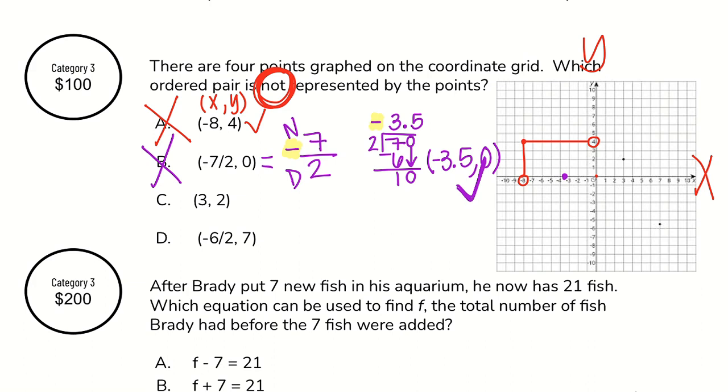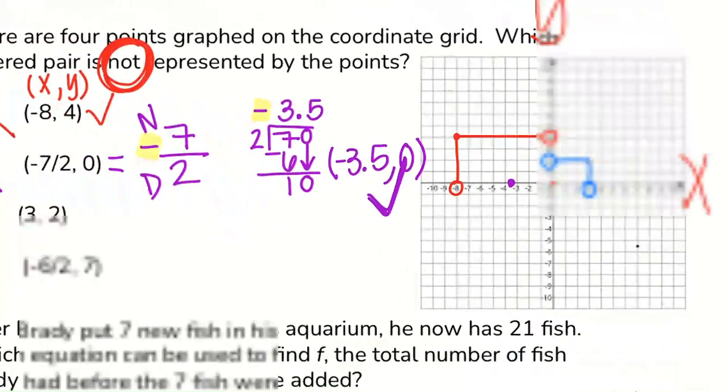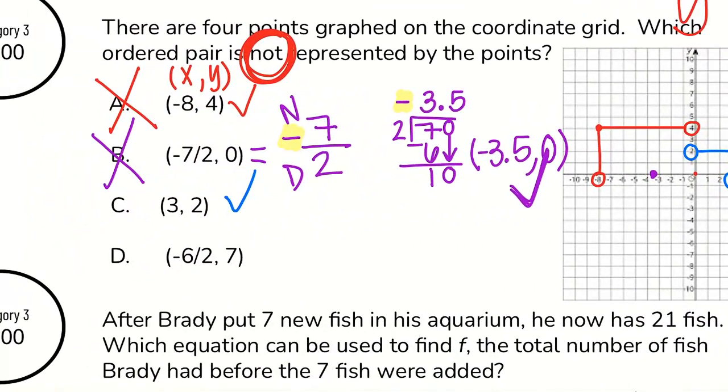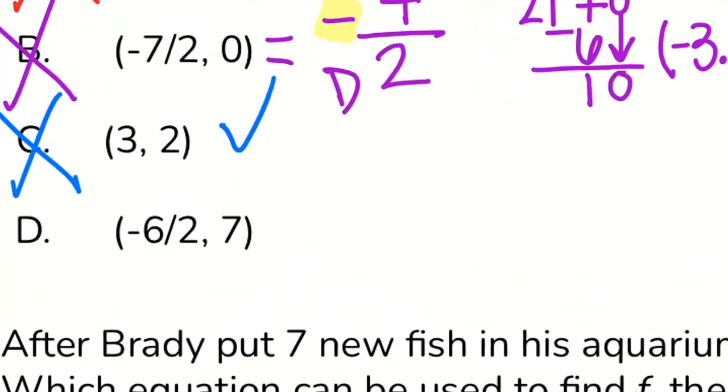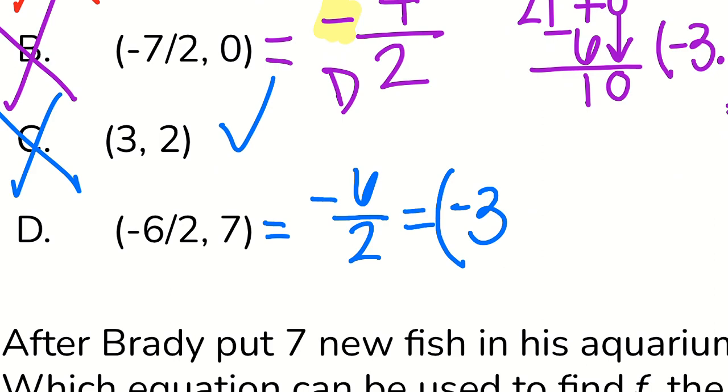Okay, let's look at the next number. We're going over 3, up 2. So here we go. Over 3, up 2. Oh, look, and there's a dot there. We want the one with a dot. So that one's not it. And then this one again, this is saying division, -6 over 2, which we really don't need to graph. I know -6 divided by 2 is -3. Good job, yeah, negative.